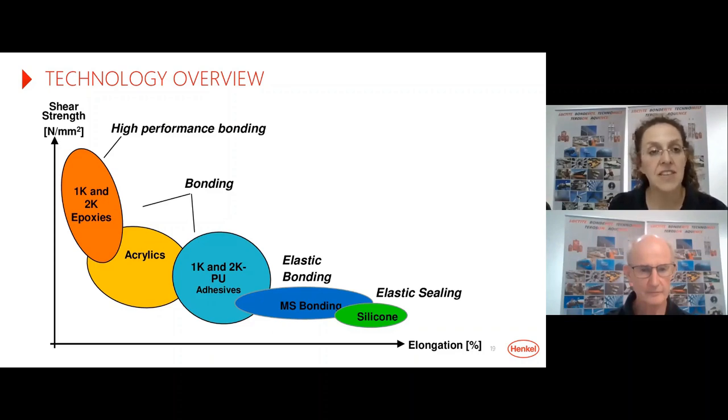So on the left-hand side, we've got epoxies. They're very strong, but they don't have a great deal of flexibility and elongation. So maybe only a few percentage of elongation. And as we move through acrylics to polyurethanes, MS polymers, and then finally to silicones, the strength reduces, but the elongation increases significantly until we get to silicones and we've got several hundred percentage of elongation available.